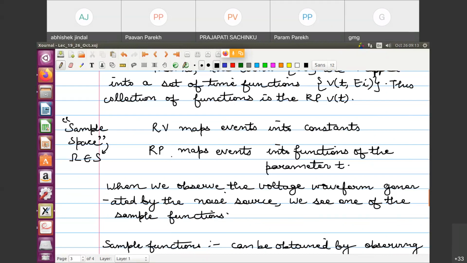And then how do you create events? So you have a sample space, and when you take possible collections of the elements of the sample space, you generate events, and on those events you can define random variables and random processes. Okay, so a random variable maps those events into constants. Constants means it takes a value. It associates a constant value with an event. But a random process, with an event it will associate a waveform. It means time comes into the role. Okay.